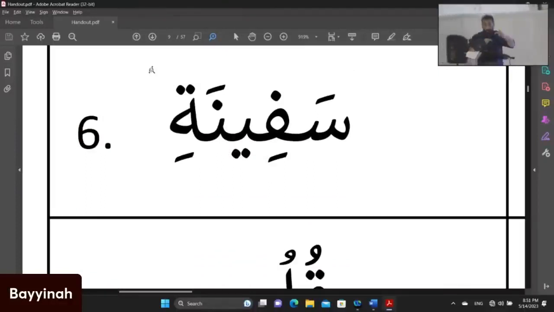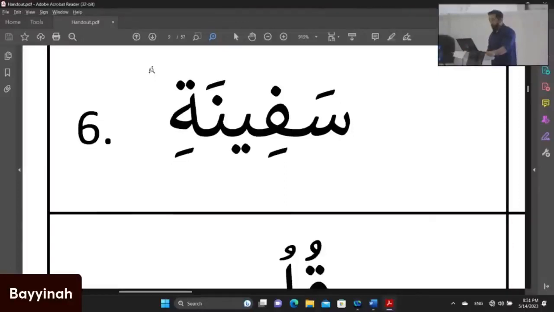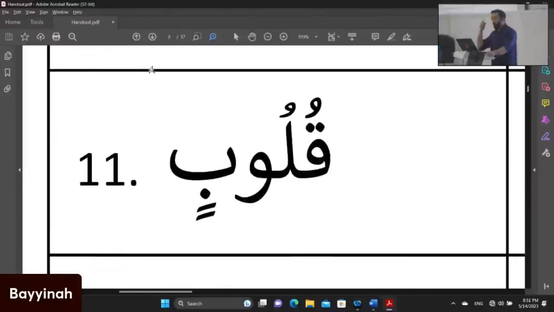If it's light, you need to be able to convert it to heavy for me. If it was heavy, what would it have been? Excellent. Safinatin. I want you to know how to convert from light to heavy. Okay. Qulubin. That's a heavy sound. What's the light version of it? That conversion is important, yes?